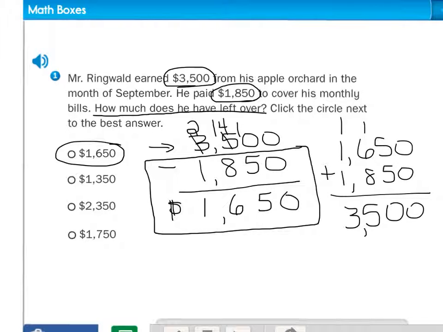Again, your answer is not 3,500, your answer is 1,650. I'm doing this part of it just to check to make sure I did the subtraction part correctly. Okay, so again, your answer, 1,650.